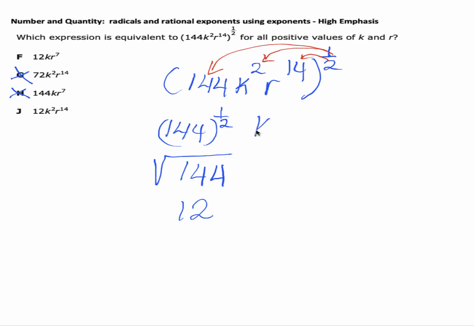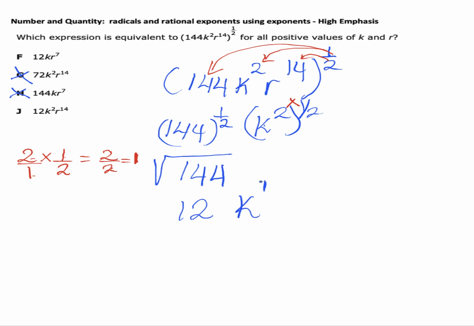Now your k squared is raised to the half power. Remember, when you have a power raised to a power, the operation for the laws of exponents is multiplication. So you're taking 2 and multiplying it by a half. I'm going to make this a fraction. 2 times 1 is 2. 1 times 2 is 2. And then 2 divided by 2 is 1. So your k here is going to be raised to the first power.